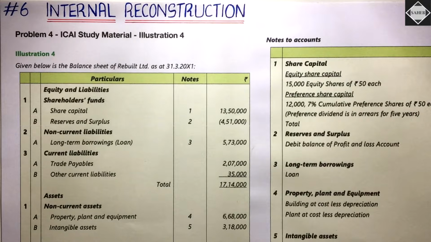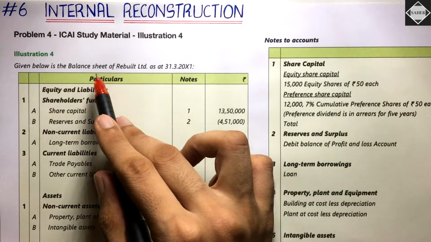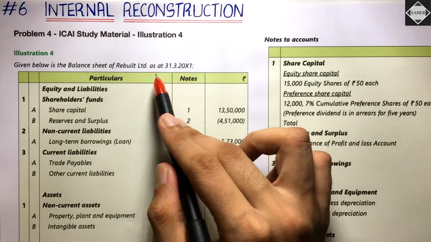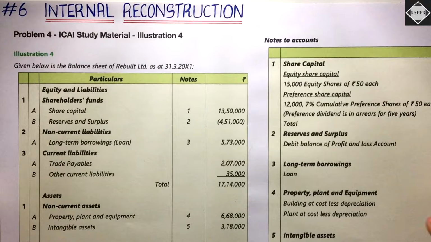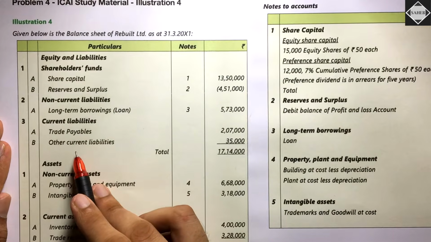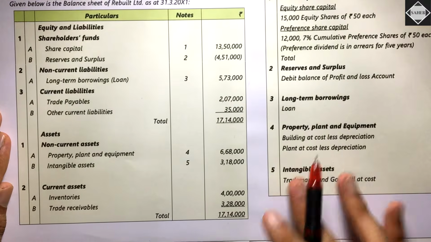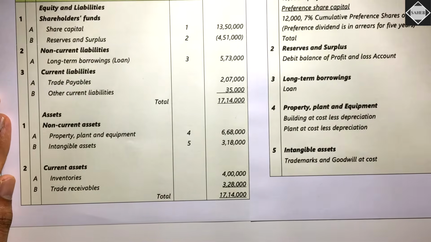Okay, so let's begin. See here, illustration 4. Given below is the balance sheet of Rebuilt Limited as at 31st March 2021. So here we have the balance sheet. As you can see, share capital, reserves and surplus, long-term borrowings, trade payables, other current liabilities, and then in assets, non-current assets, PPE, intangible assets, inventories, and trade receivables, right?